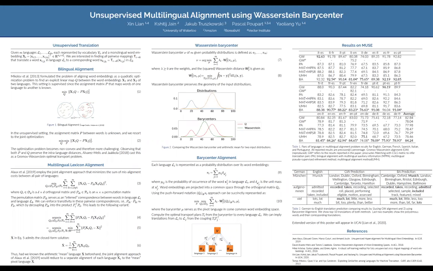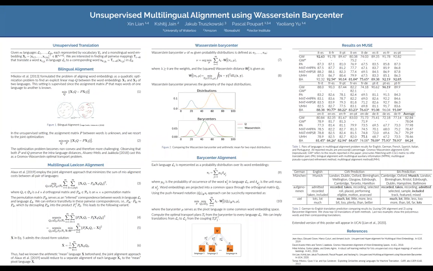And in this work, we're interested in learning unsupervised translation. By that, I mean we're given M languages, each with its own vocabulary and word embeddings, and we want to learn the mapping between each pair of languages. Just note that we don't have any parallel corpora here.